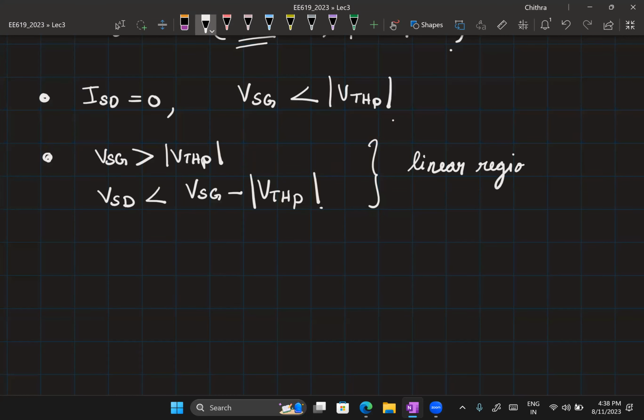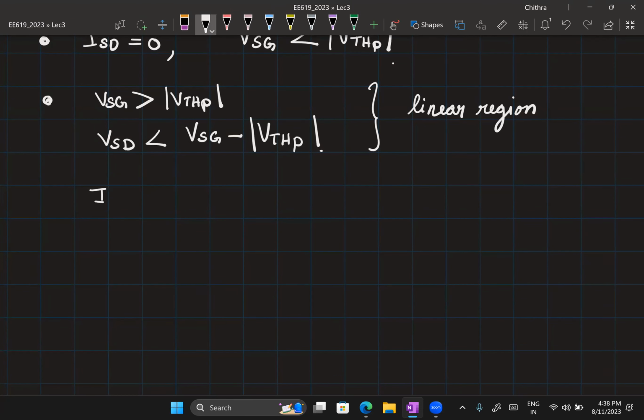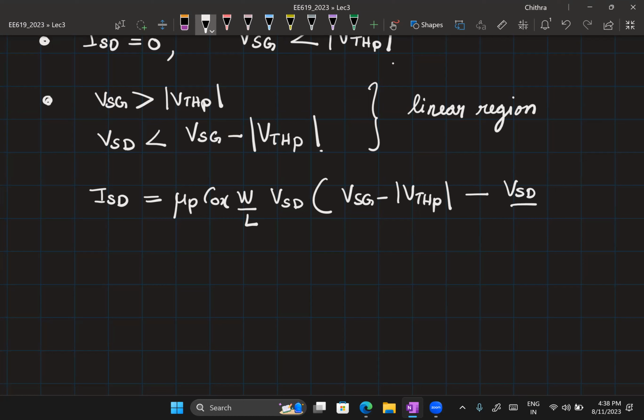For a minute, we will ignore the velocity saturation so that I can write out the equations without causing much confusion. The current equation becomes mu_p C_ox W by L into VSD into (VSG minus mod VTHP minus VSD by 2).